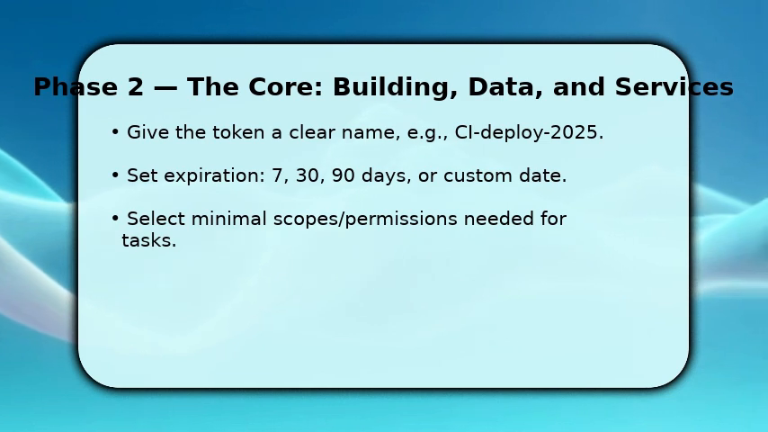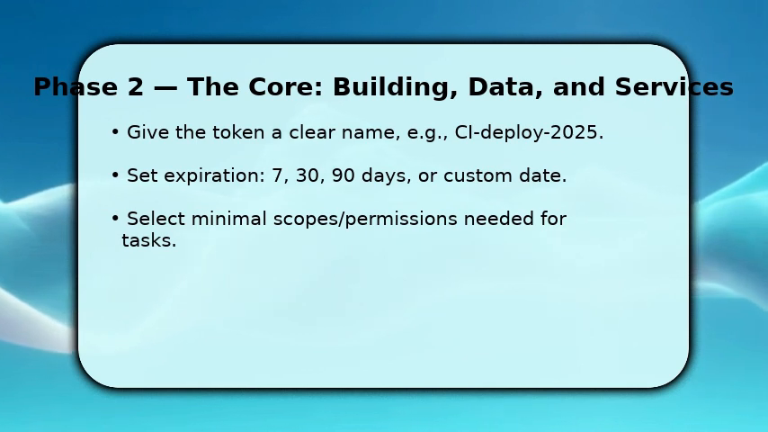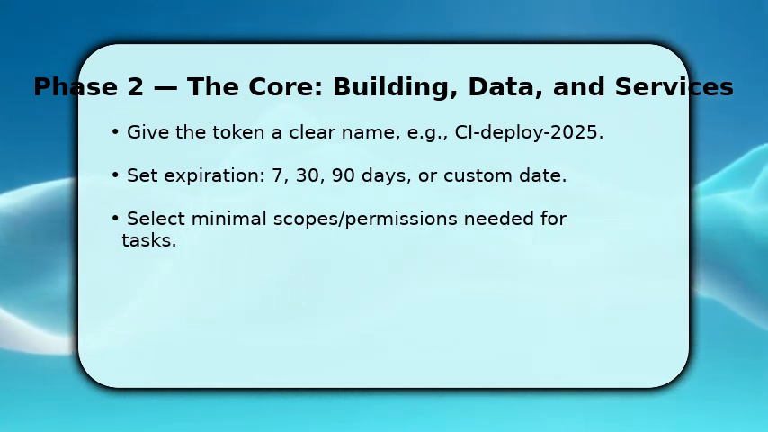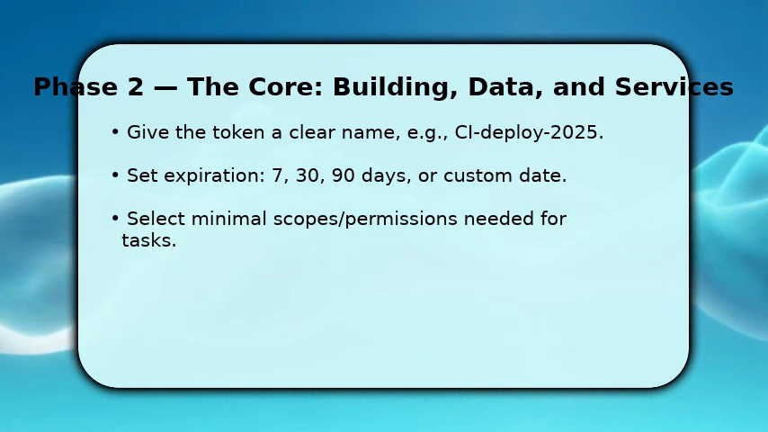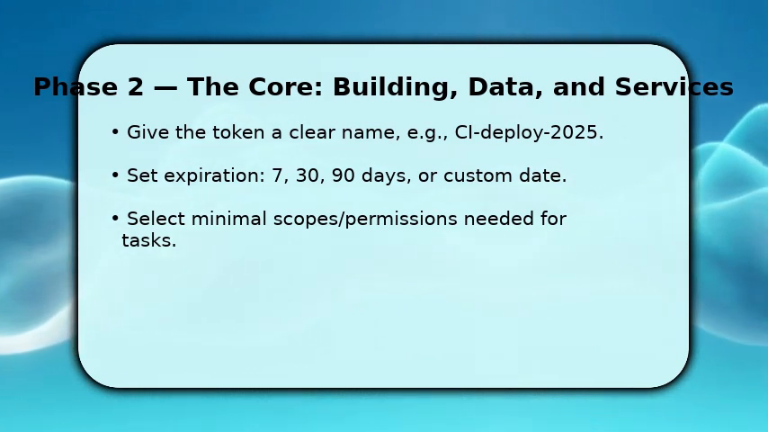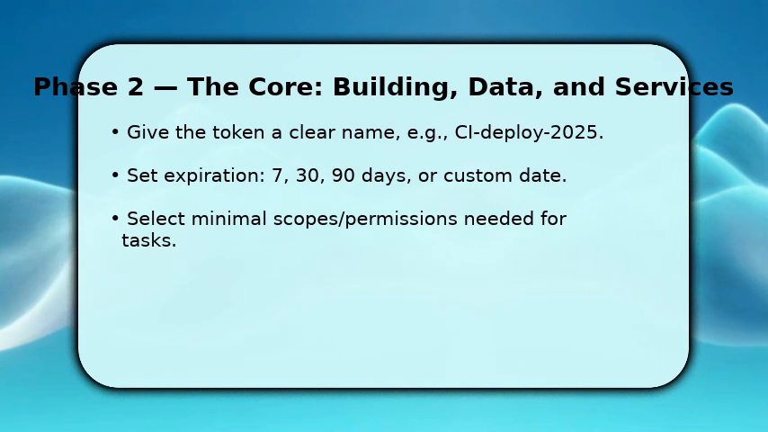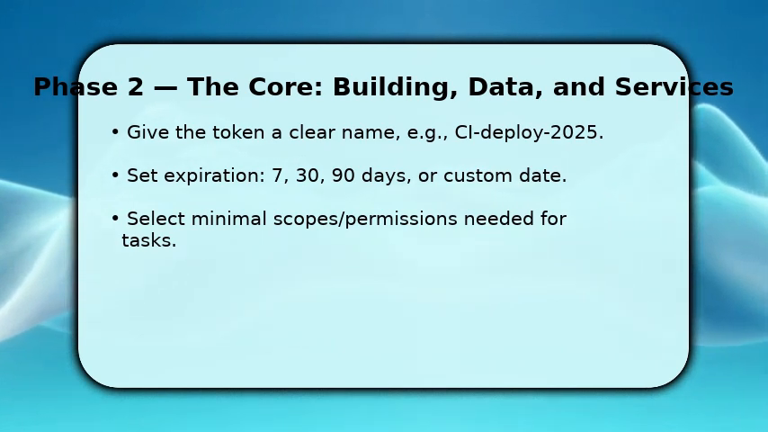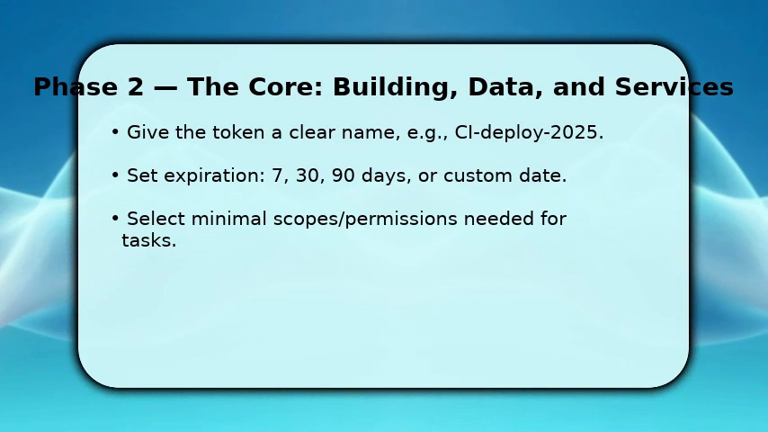Next, select the minimal scopes required for your workflow. Read only when possible, write only when needed. If using a fine-grained token, pick repository targets and specific permissions. Once done, double-check scopes and expiration, because you cannot change scopes after creation without revoking.